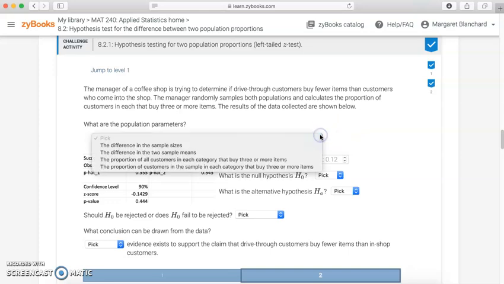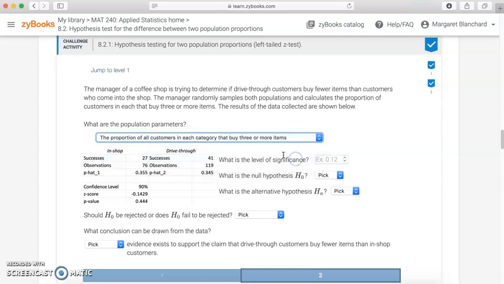Let's look at our population parameters. Again, no sample sizes. We're seeing a lot of the same. Two sample means? No, we're not looking at sample means. So right here, when it says the proportion of all customers in each category that buy 3 or more items, that is our population parameter. For our level of significance, we have a confidence level of 90%. That translates to an alpha or significance level of 0.1.